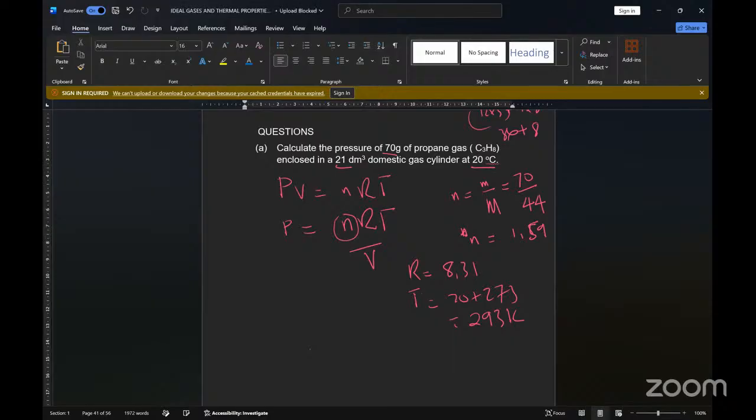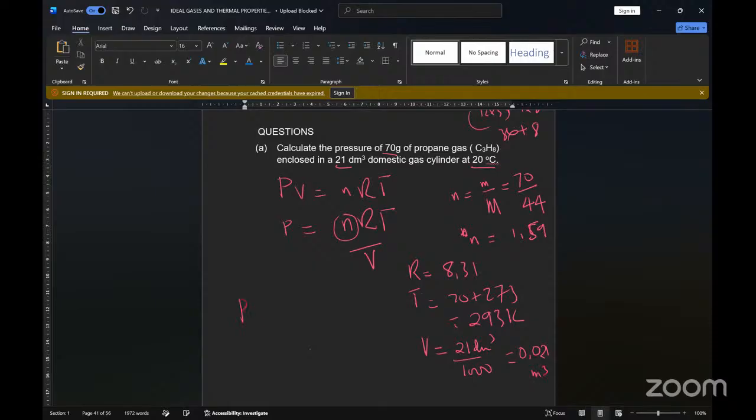So we have that. And then the last thing we have to deal with is to convert our volume. Our volume here is 21 decimeter cube. To change decimeter cube to meter cube, because I said with this equation, all of them must be in standard form. So you can't use 21 decimeter cube like we did with the previous formulas. This one has to be changed into meter cube. So we divide it by 1,000, and you're going to have 0,021 meter cube.